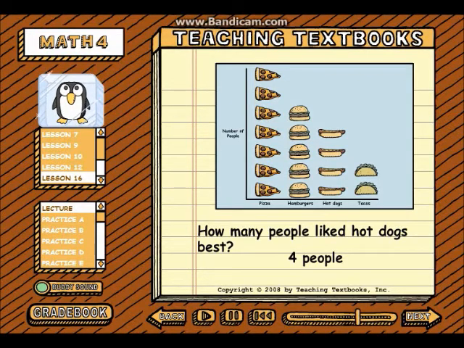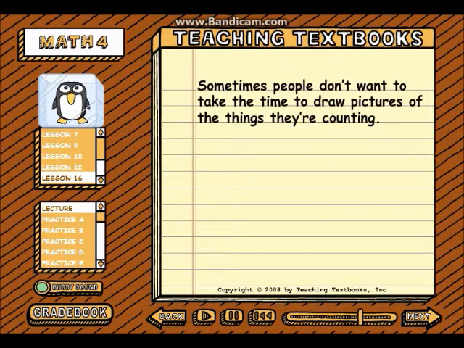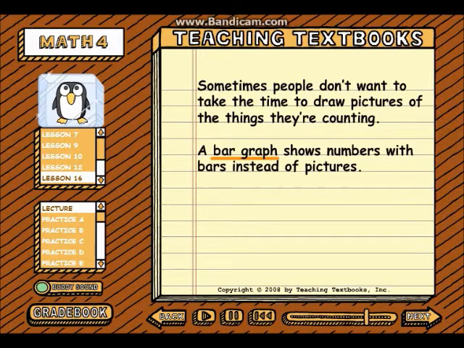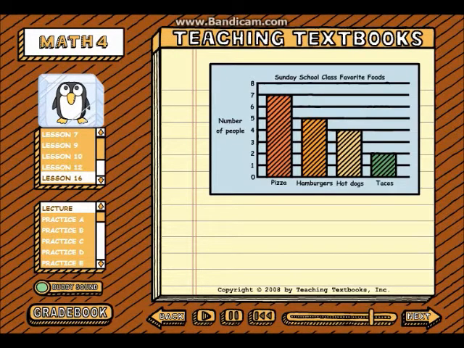Sometimes people don't want to take the time to draw pictures of the things that they're counting. In that case, they can use something called a bar graph. A bar graph is a lot like a pictograph, only instead of pictures of the things being counted, it just uses bars. Here's the same information about Marla's class, but this time it's shown with a bar graph. See, there's a bar for each kind of food.